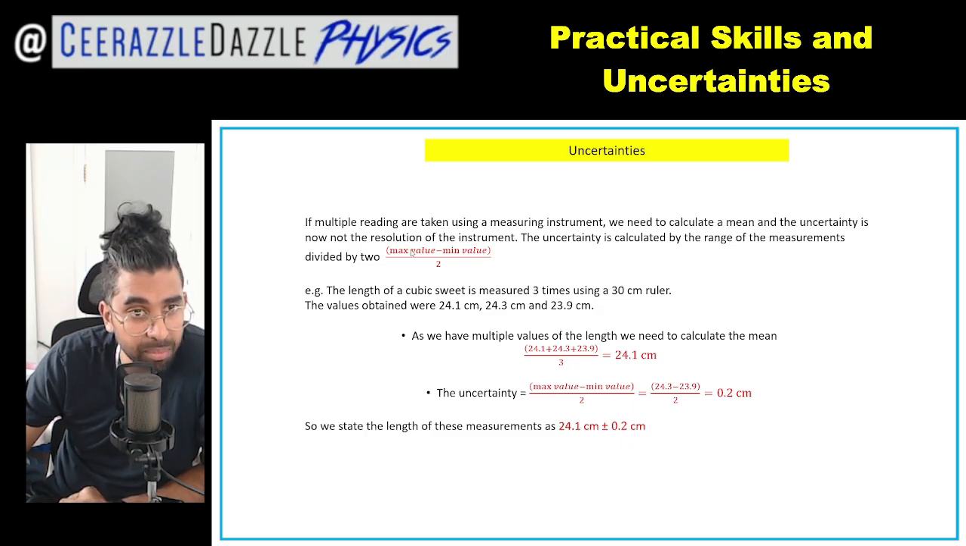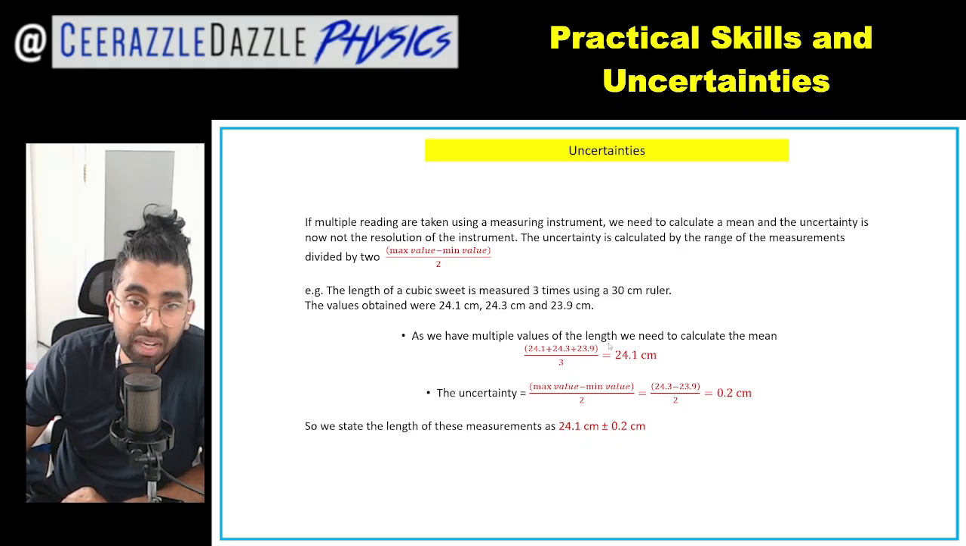So we have to take the maximum value of your readings minus the minimum value, divided by 2. And here's a worked example. The length of a cuboid suite is measured 3 times using a 30 centimeters ruler. The values obtained were 24.1 centimeters, 24.3 and 23.9.